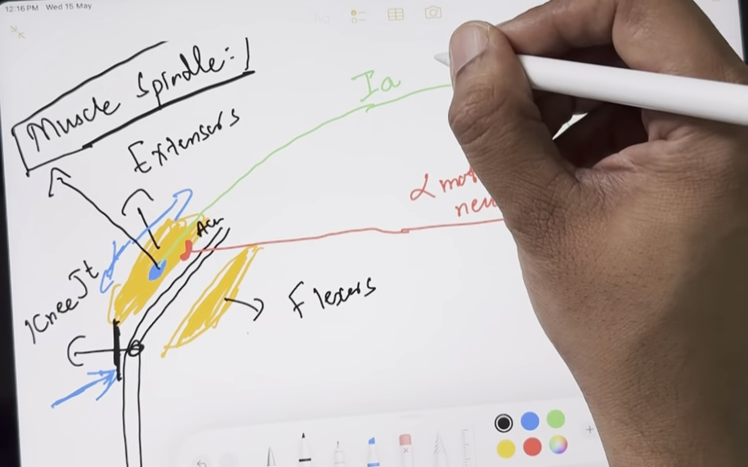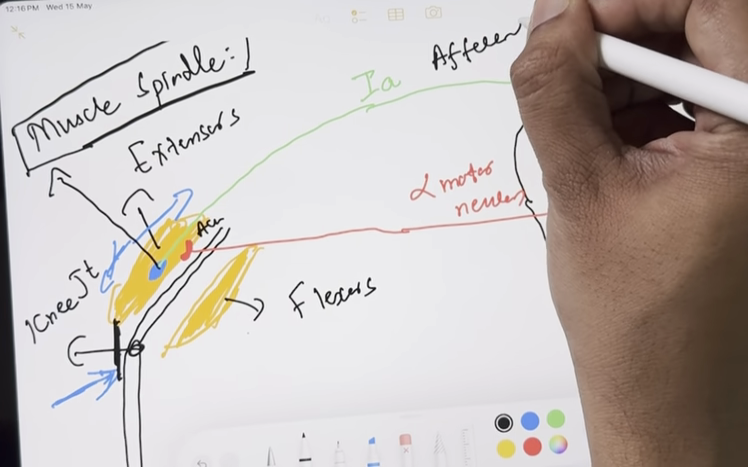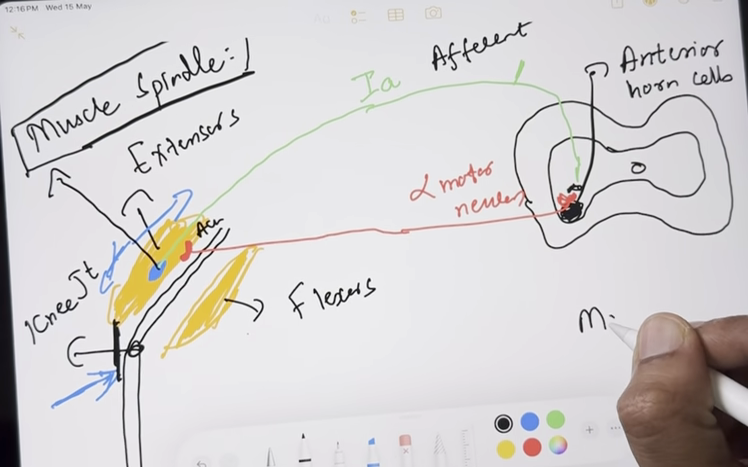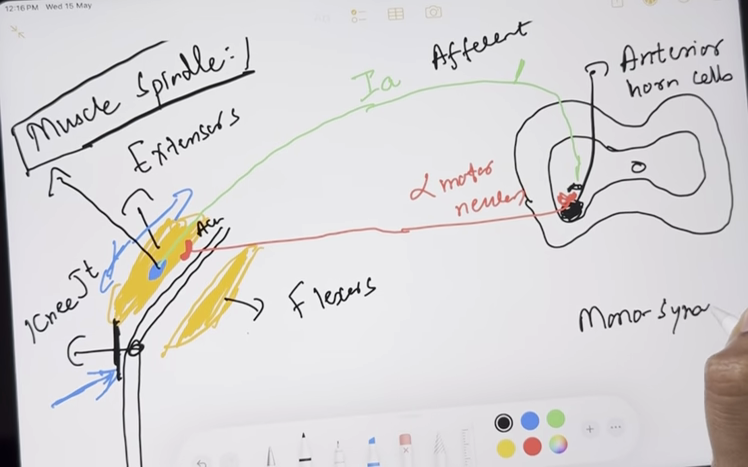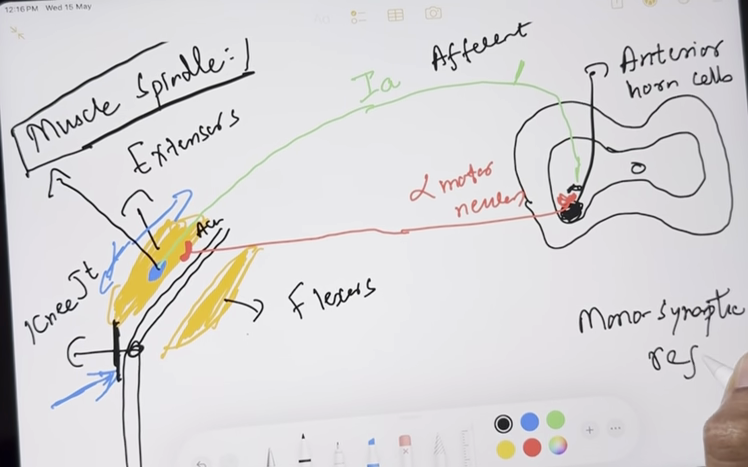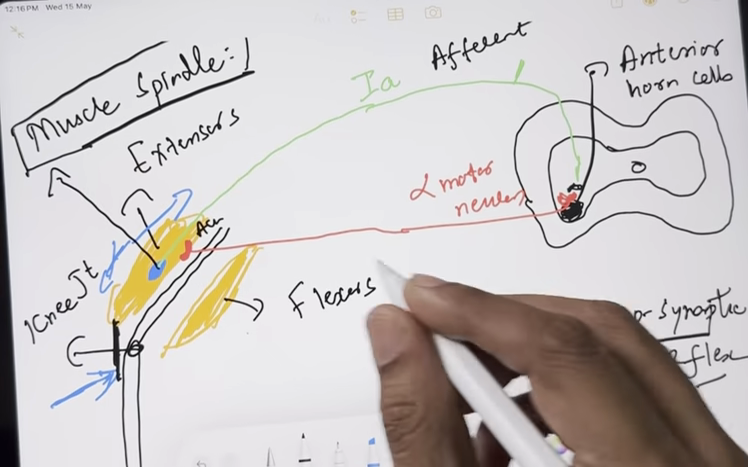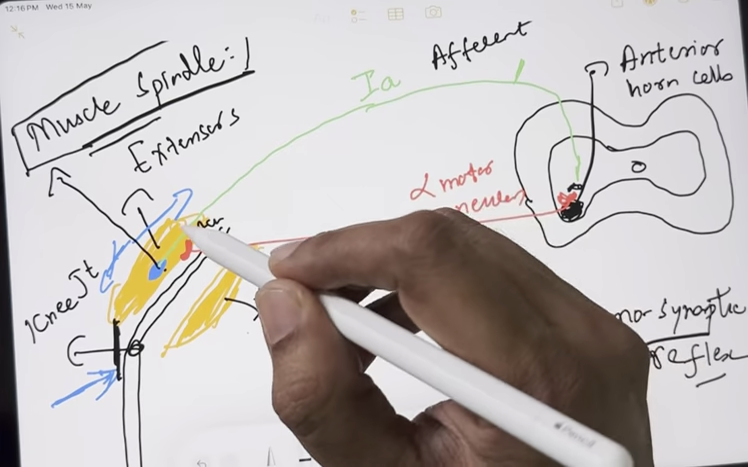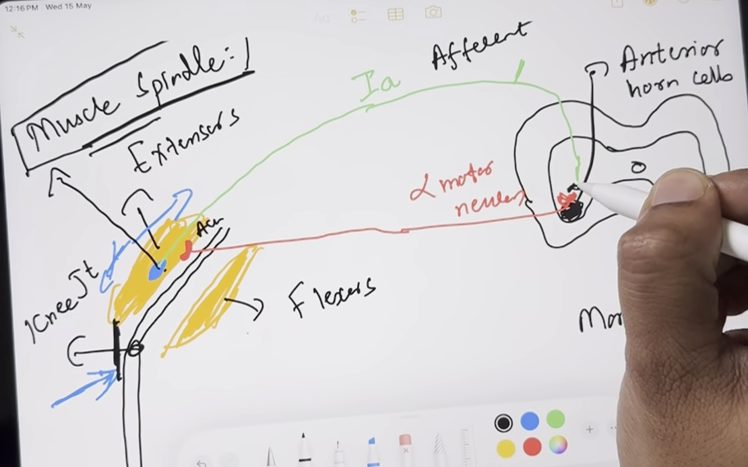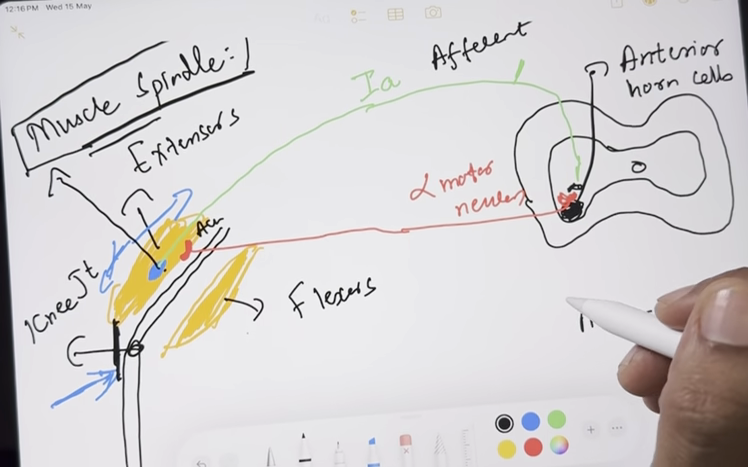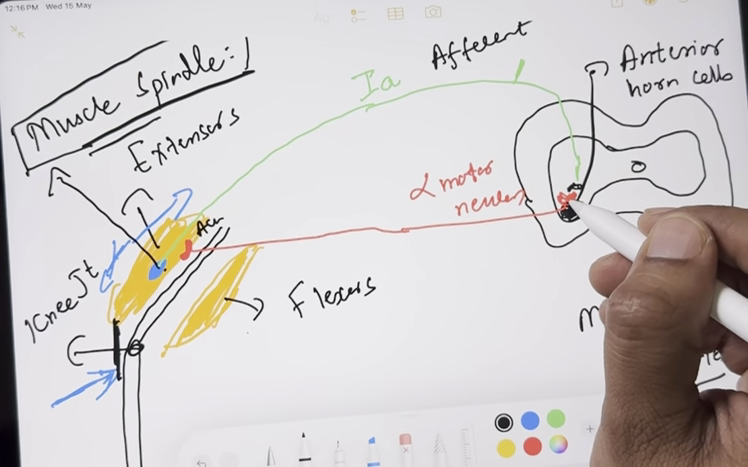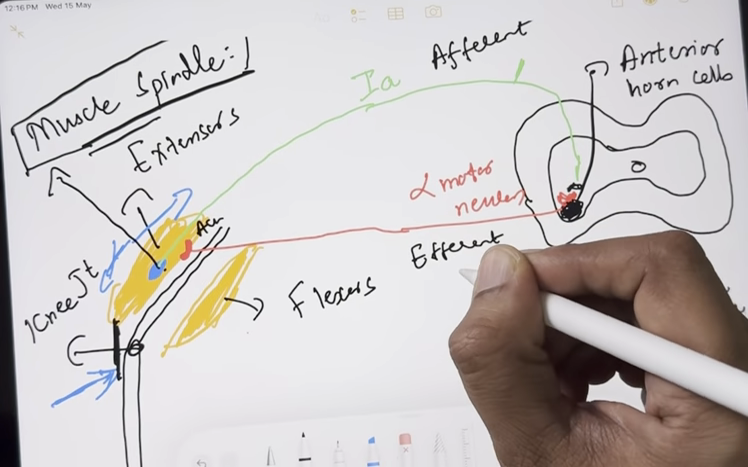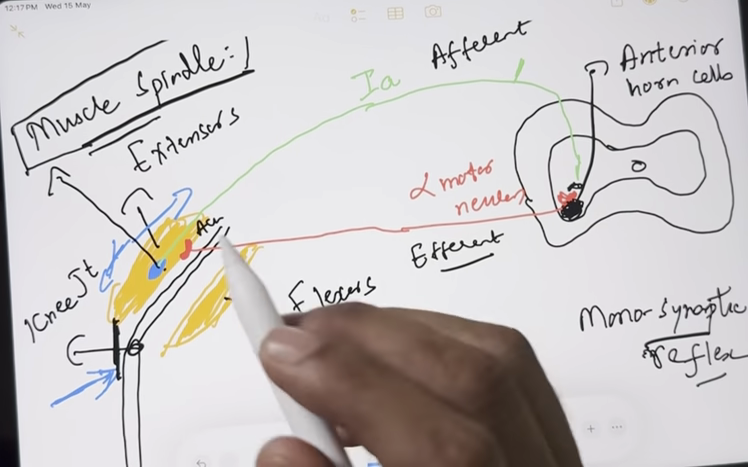So this is the efferent nerve. The spinal cord here is the center. There is a synapse, so it is a monosynaptic reflex. Monosynaptic reflex means only one synapse is there in this pathway. So the receptor is the muscle spindle, then the afferent nerve through the 1A fibers, the center is at the L3, L4 segment of the spinal cord, and the alpha motor neuron is the efferent nerve. It will go and supply the extensor muscles.